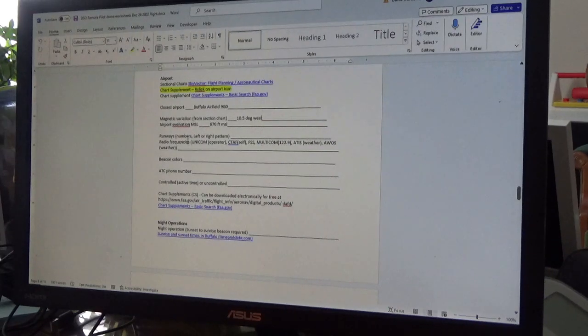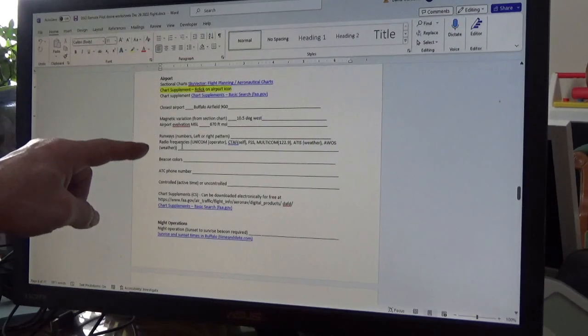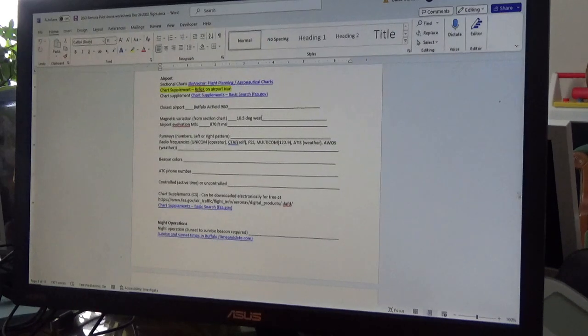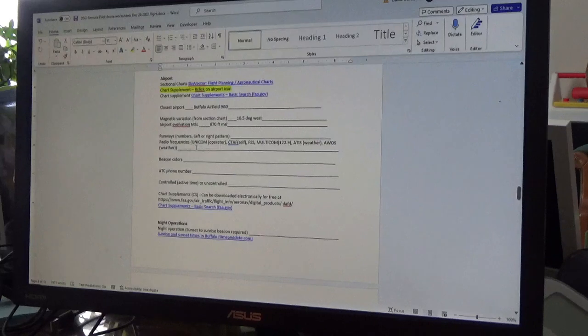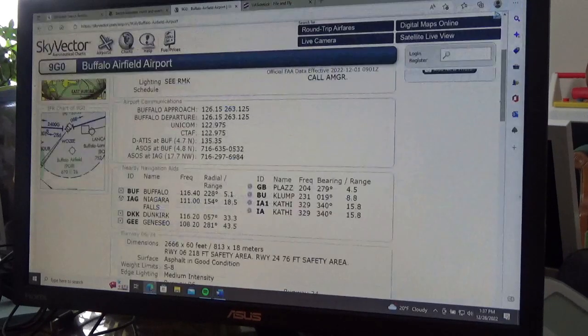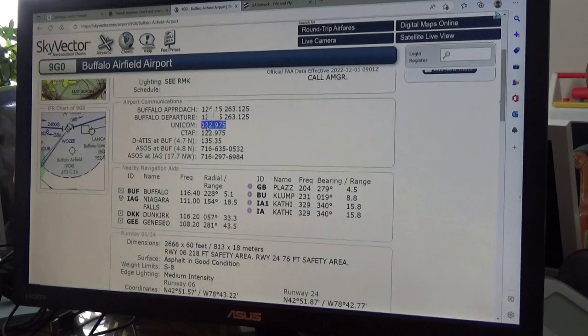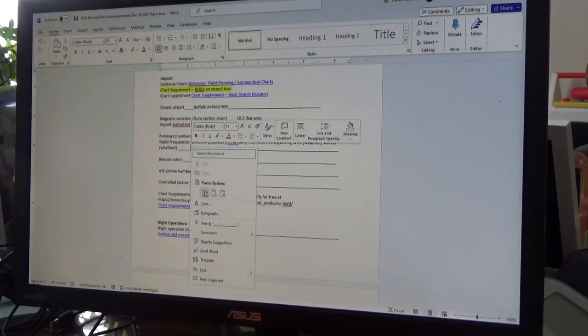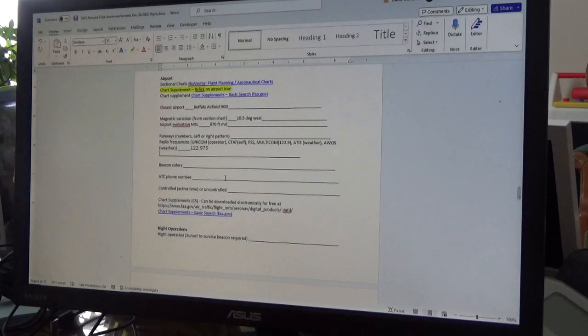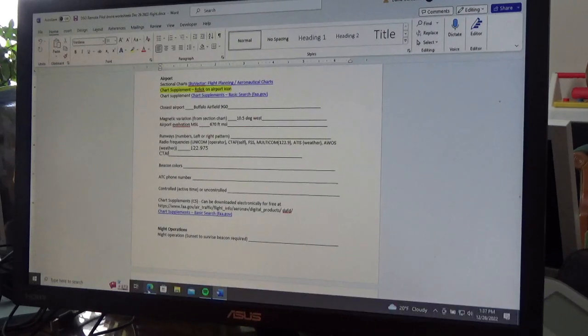Runways at Buffalo Airfield, and we want runways, and we want radio frequencies. So here we go. 122.975 is a frequency. I'm going to copy and paste because I already forgot it. Okay, and then we were going back for the runways.